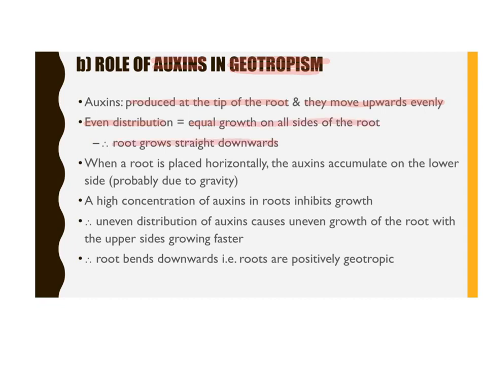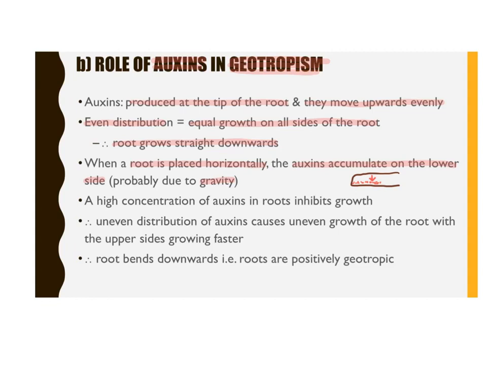so the root will grow straight downwards. When a root is placed horizontally, like I said, you lie a plant on its side, the auxins accumulate on the lower side, probably due to gravity, meaning if you have a root, I'm going to draw it over here, you will end up with a large amount of auxins on the lower side of this root, because they probably have sunk downwards, whereas with phototropism, auxins move away from the light side. Here they sink to the lower side of the root due to gravity.